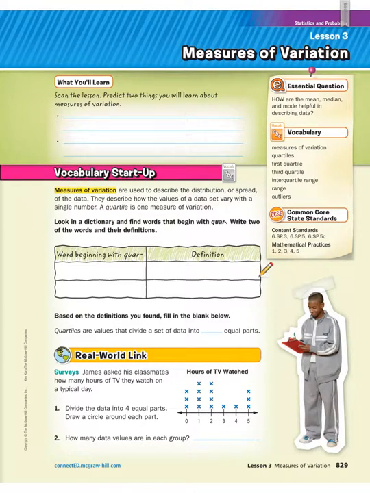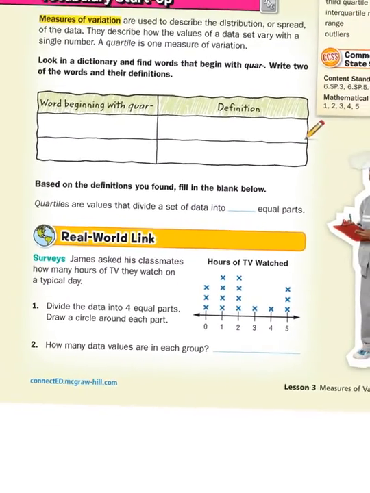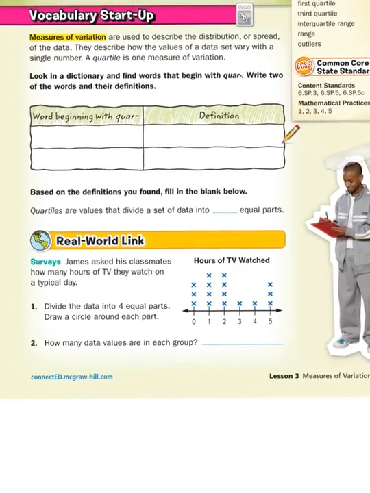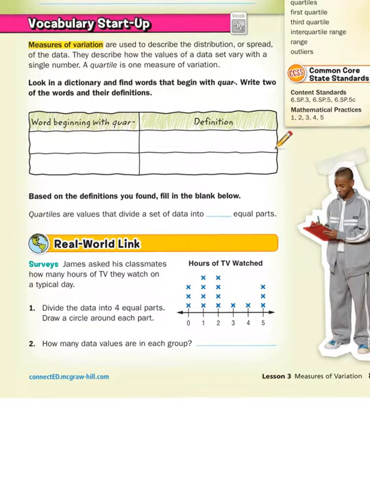So we're going to go down to the real world link. In this one, it says, James asked his classmates how many hours of TV they watch on a typical day. In number 1, it says, divide the data into 4 equal parts and draw a circle around each part. So what we're doing is dividing the data into quartiles, or quarters. I'm going to first count how many numbers there are. There's 3, 4, 5, 6, 7, 8, 9, 10, 11, 12, 13, 14, 15, 16. And if I divide 16 by 4, I get 4. So I'm going to draw a circle around every 4 x's.